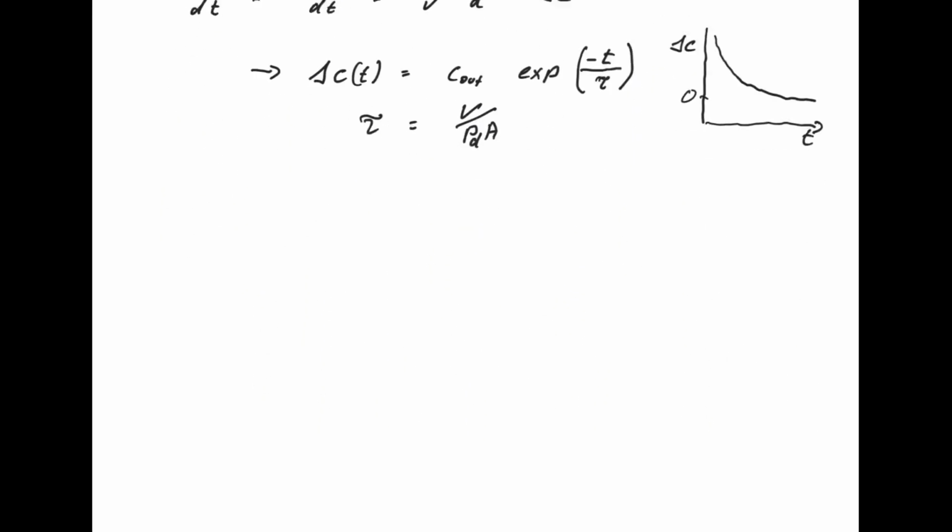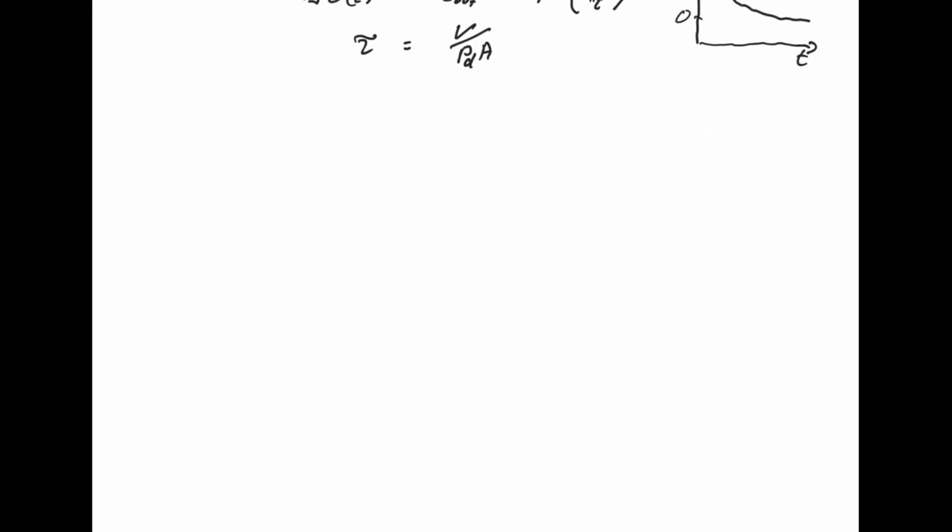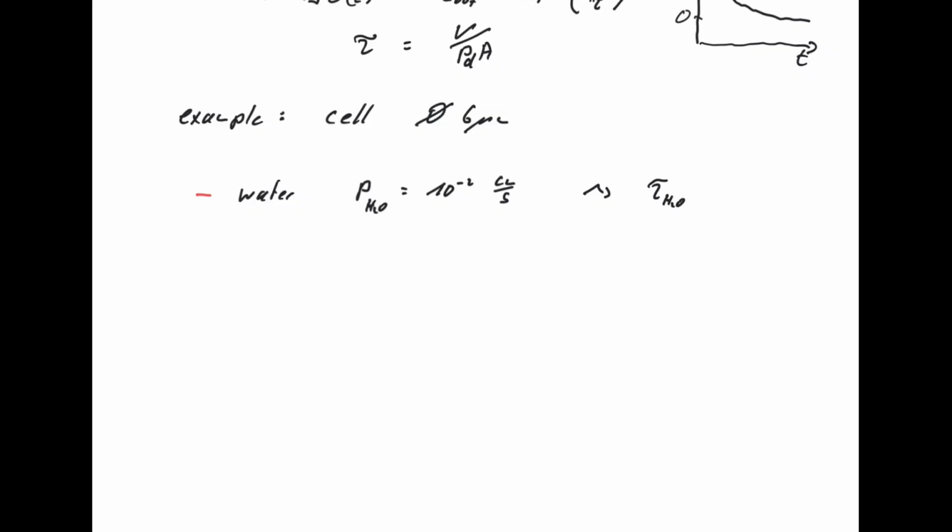So let's calculate some of these timescales that are involved. In our example, we will assume that the cell has a diameter of 6 micron. Now, if we take the values for water, we will find that the typical timescale to exchange the water content of a cell is in the order of 10 milliseconds. That means every 10 milliseconds, the complete water content of the cell will be exchanged.